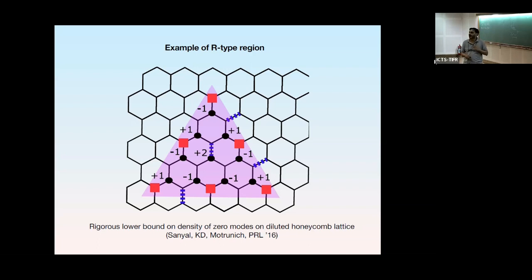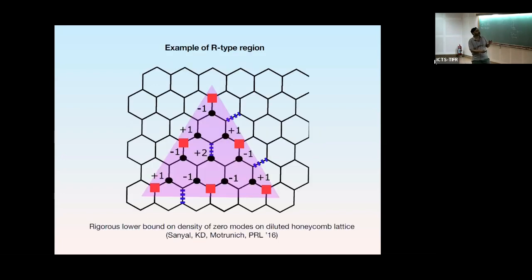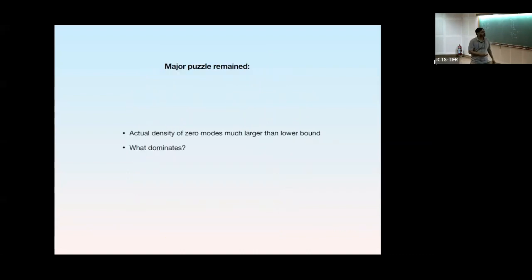I said it's a lower bound. But in fact, that's the next slide. The actual density of zero modes is way larger than this naive lower bound. This is a very low probability event to get six vacancies like this at low dilution, right? But there is a huge density of zero modes that we measured.